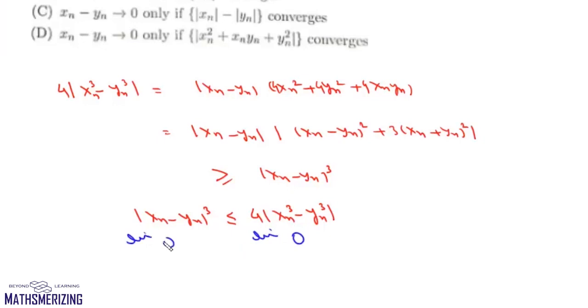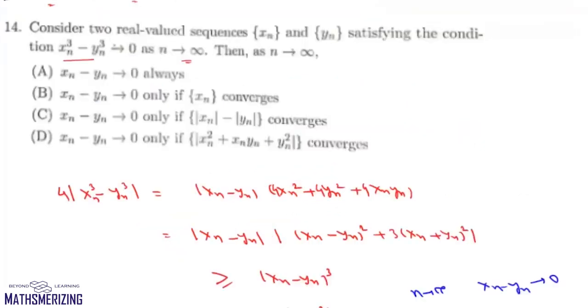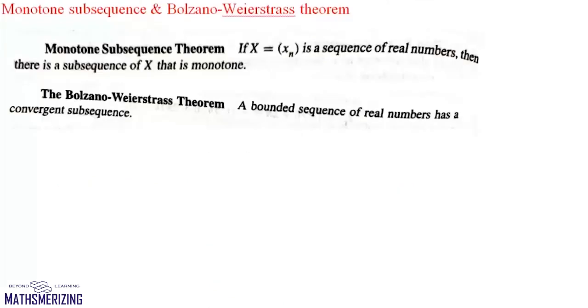That means the value of this limit will also be 0. So as n tends to infinity, x_n minus y_n must tend to 0. So the answer to this question is as n tends to infinity, x_n minus y_n tends to 0, and that's your option A.